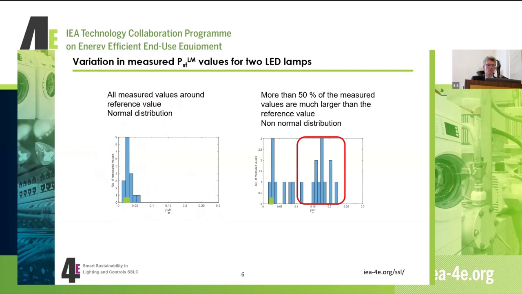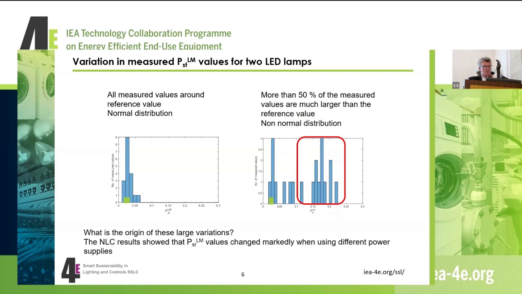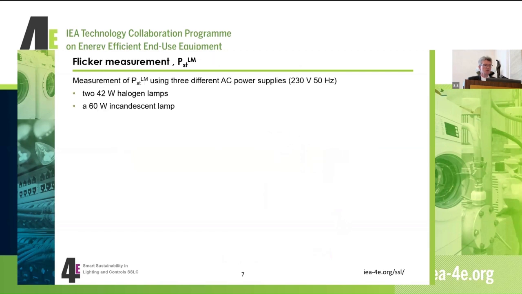But for some of the artifacts, we actually have this. So in this case, the reference value is still down here, a very low value, but we have more than 50% of the measured values that are much larger than the reference value, a non-normal distribution. So what is the origin of this variation? As Yoshi just mentioned, when we changed, Kiel and our own lab, when we changed our power supplies, we got very much different values of the PstLM metric.